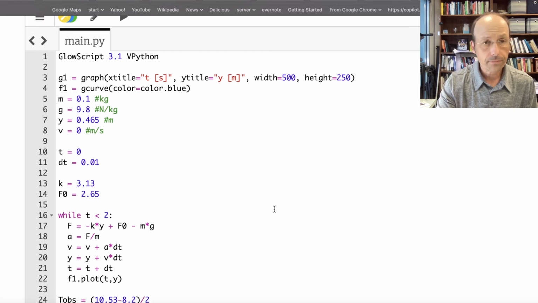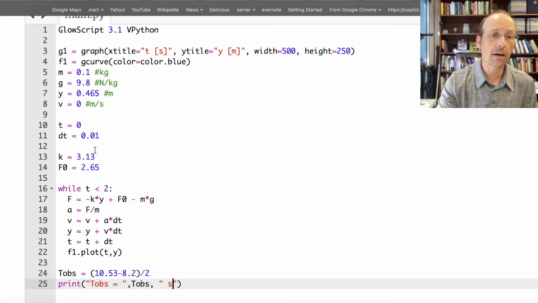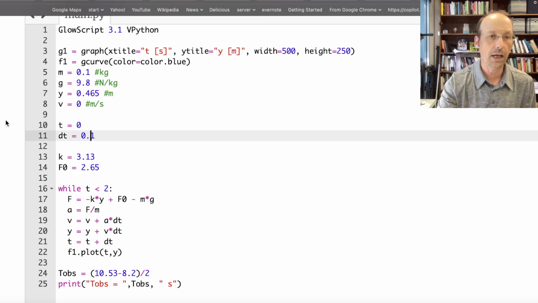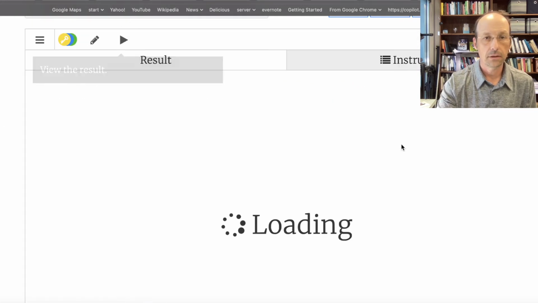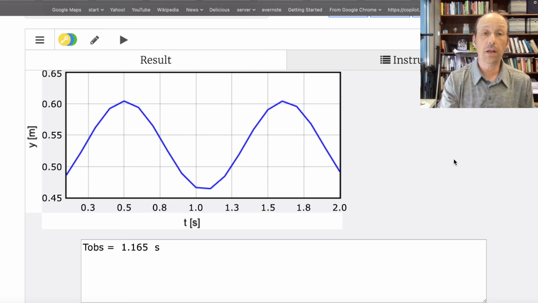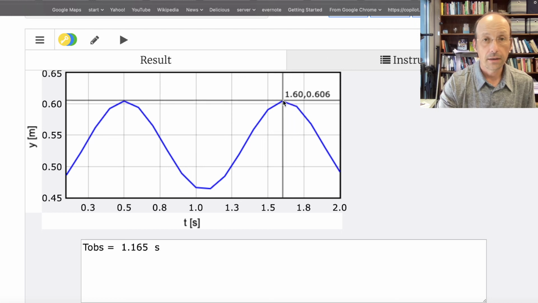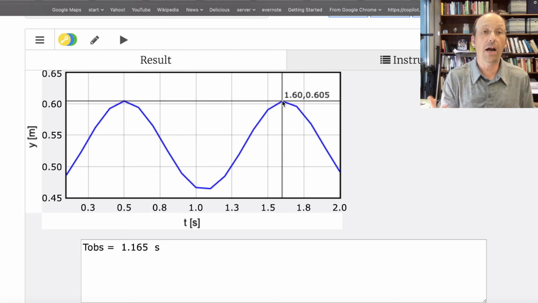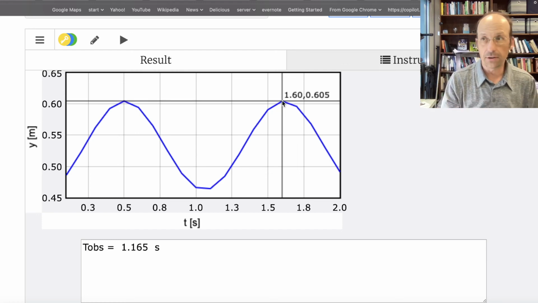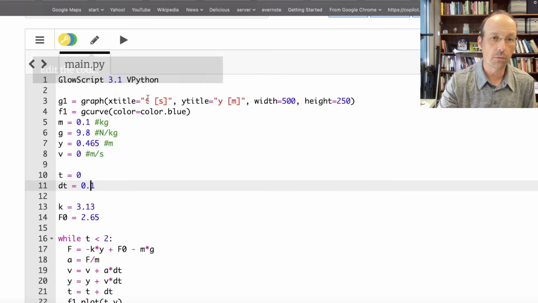What would happen if I make a bigger time step of 0.1? Let's just see what happens. You'll notice that it's kind of blocky, but if I go right here, I get 0.49, 0.6. I'm still right around the same period, even though it's terrible data. It works pretty well. Now, here's what doesn't work well.